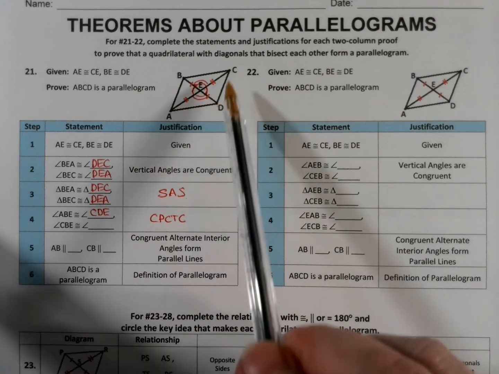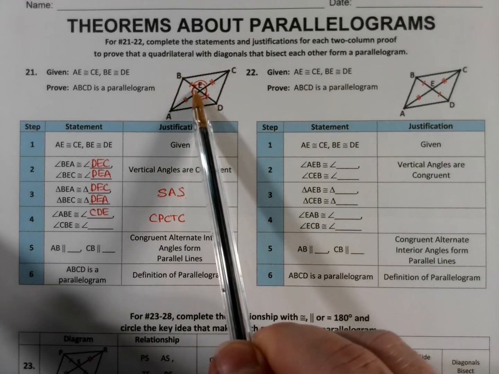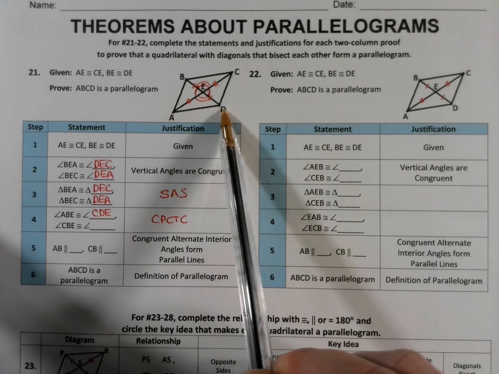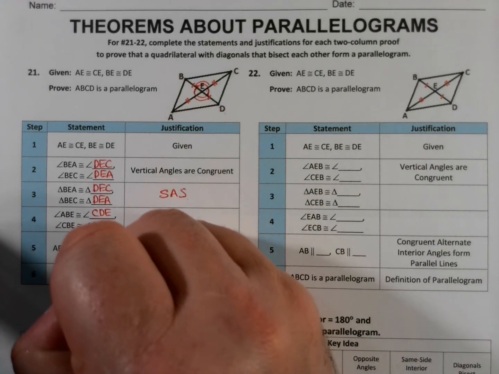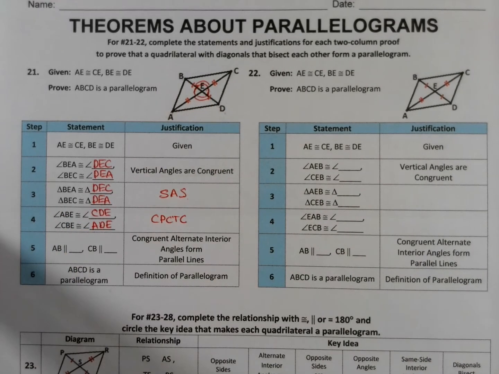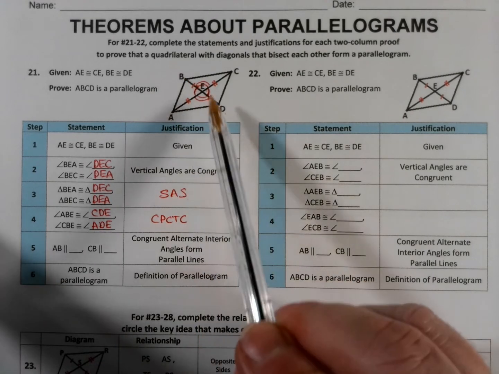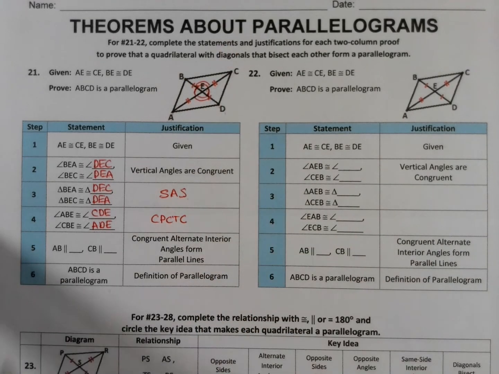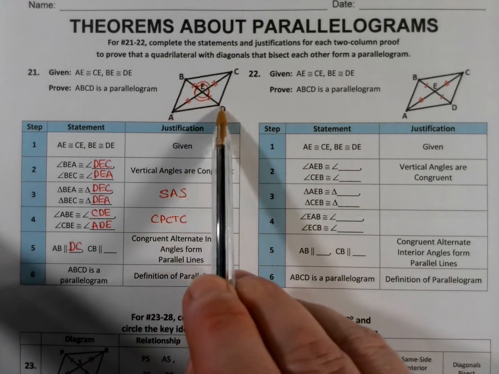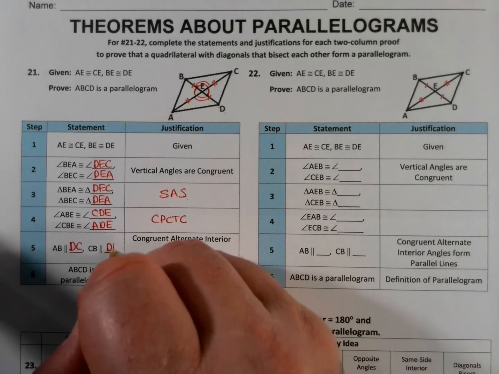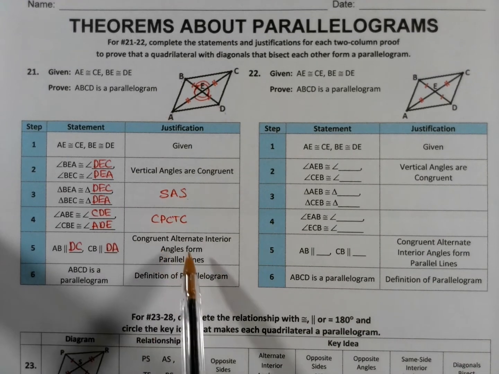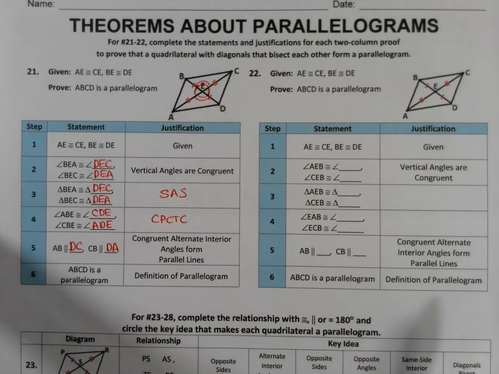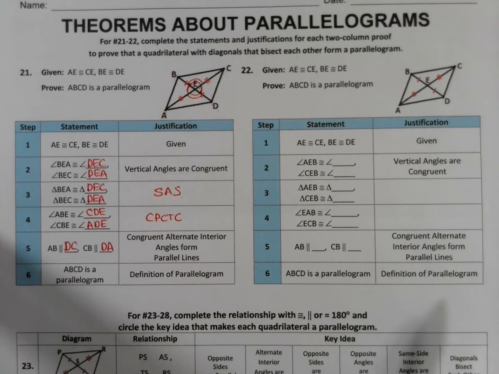And angle CBE is congruent to angle ADE. So AB is parallel to DC, and CB is parallel to DA. So congruent alternate interior angles form parallel lines. What that means is, since we have a pair of parallels, ABCD is a parallelogram.